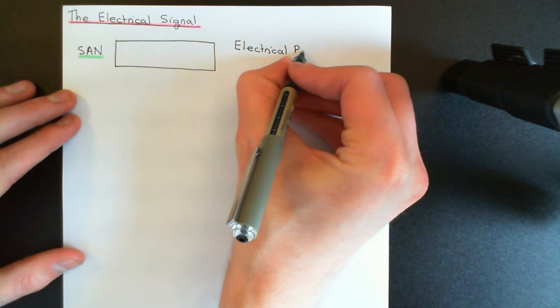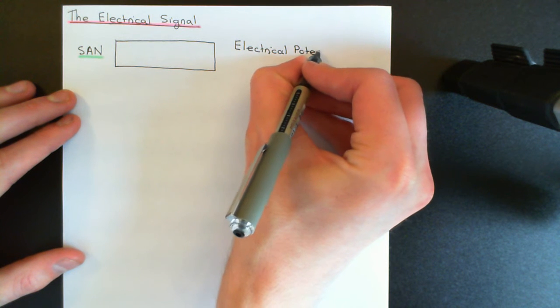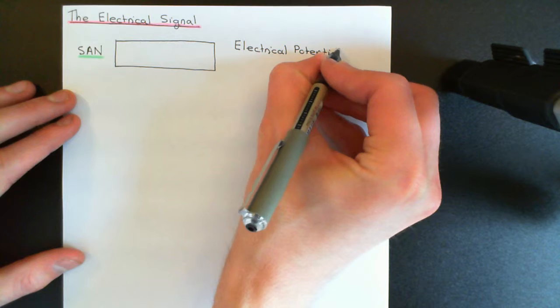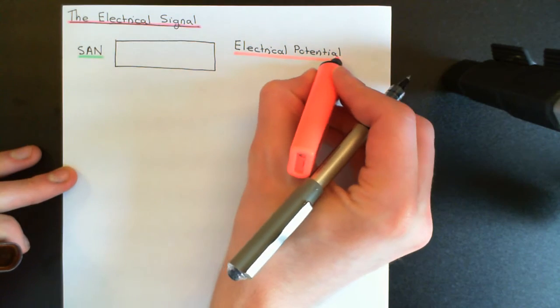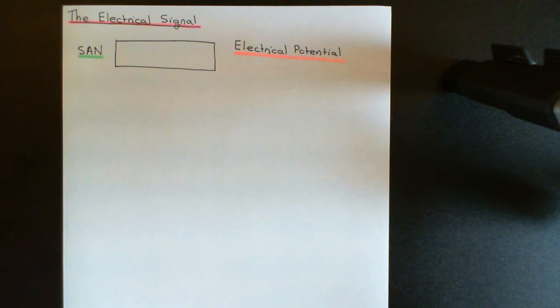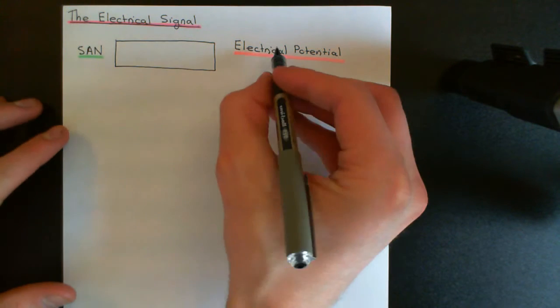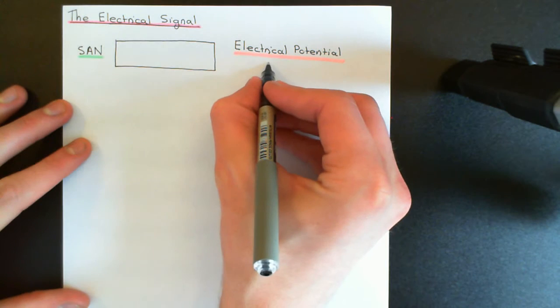So electrical potential is this concept from physics. It is a mathematical model to help us understand this reality that we live in. And this is the mathematical model. What you do is you ascribe to every point in three-dimensional space a real number, and this number is going to be called the electrical potential.